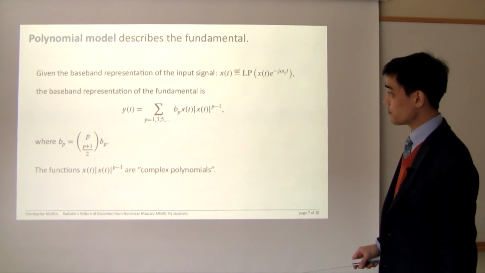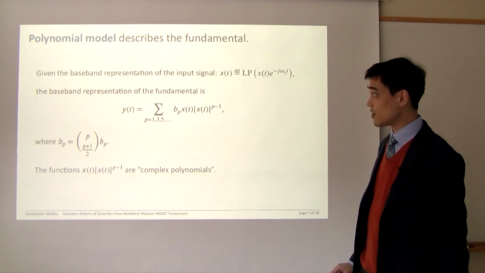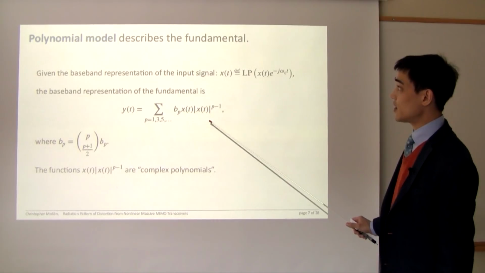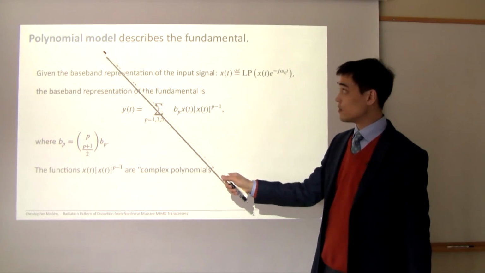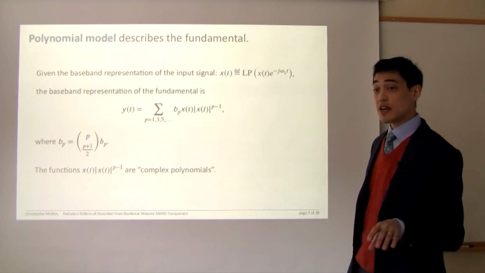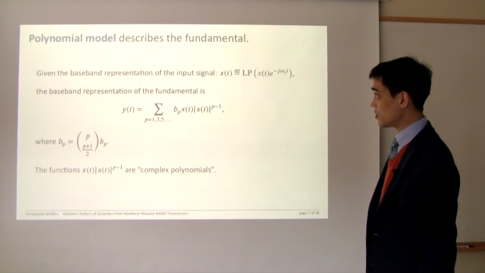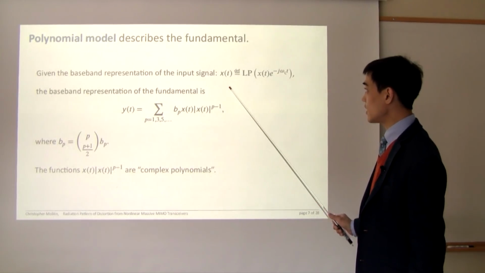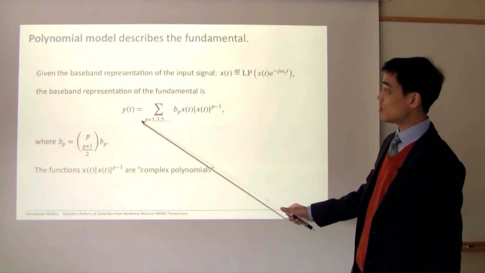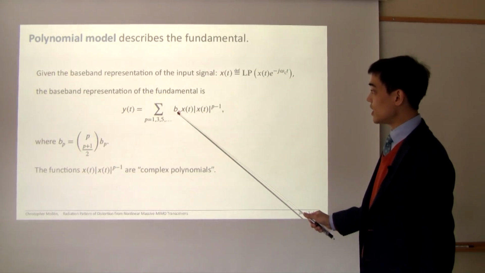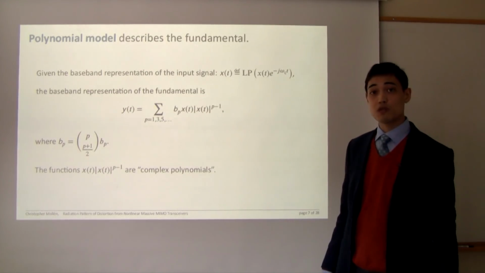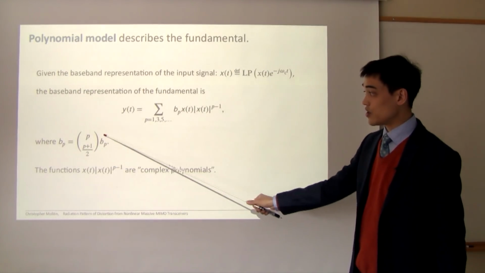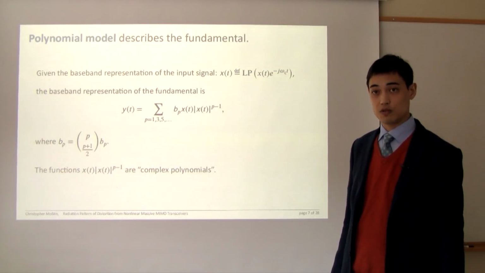So we can simplify or rewrite the polynomial from the previous slides into a complex baseband representation like this. And this representation is usually called the polynomial model. It describes the baseband representation of the fundamental in the output. So given a baseband representation of the input signal like this, the baseband representation of the fundamental is given as a linear combination of these complex polynomials, as we would call them. And the coefficients here are just rescaled coefficients of the old polynomial, the real polynomial.